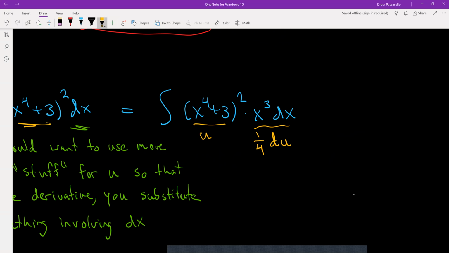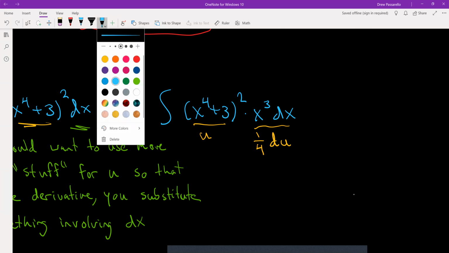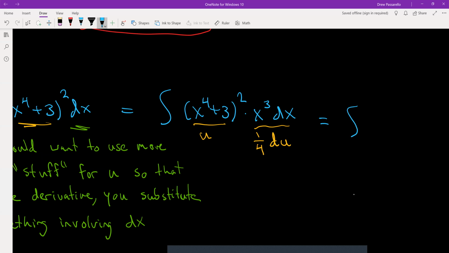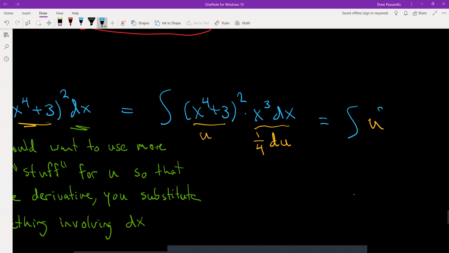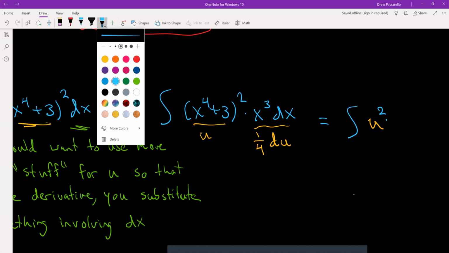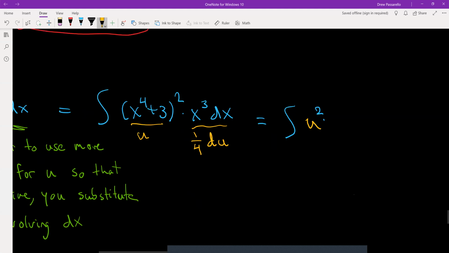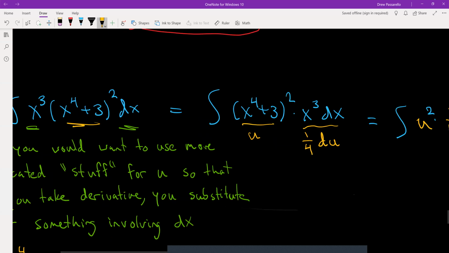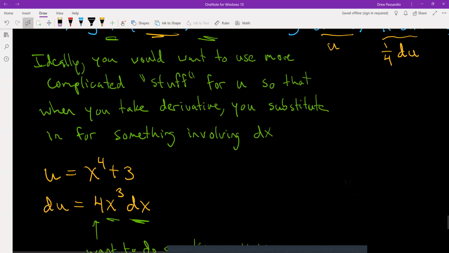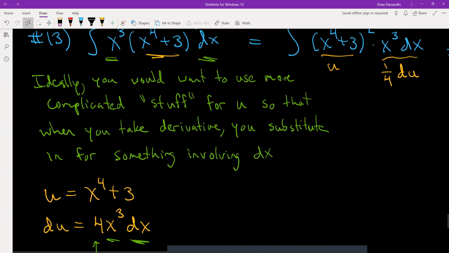So I'll substitute everything in. So you have u squared times 1/4 du. All right, so just to recap, I let u be the more complicated stuff, which was the x to the 4th plus 3.